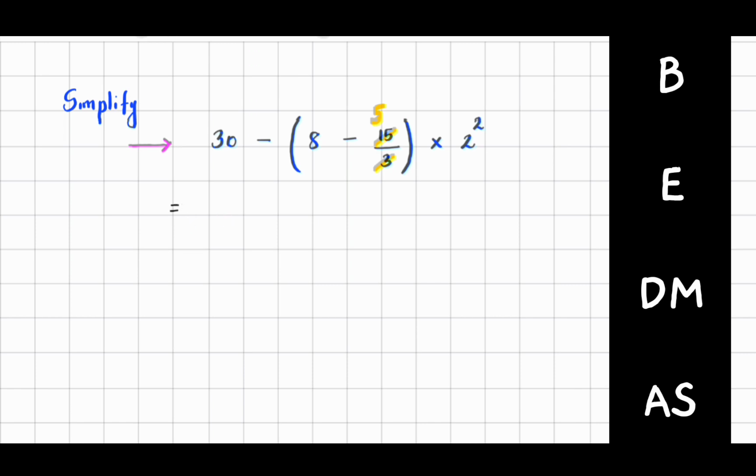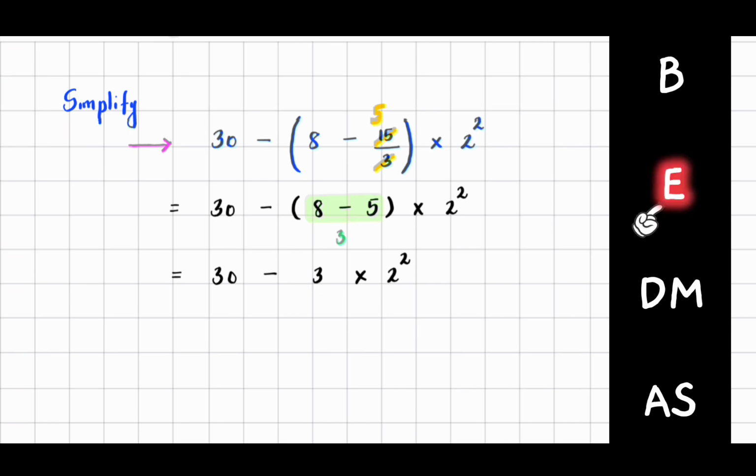So we have 30 minus 8 minus 5 times 2 squared. Now again in bracket, we have 8 minus 5 is 3. So 30 minus 3 times 2 squared. And when you have only one number, you don't need to put brackets on that. Okay, next come the exponents. 2 squared, which means 2 times 2, is 4.